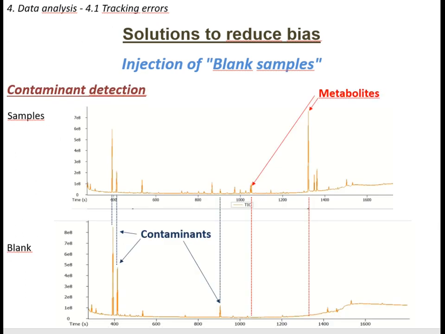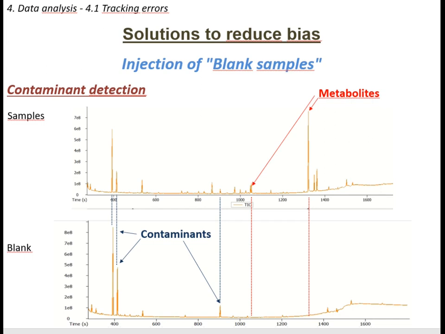This is an example with the chromatogram. The upper chromatogram is a sample and the lower chromatogram is a blank. And you see that you have many peaks in the sample and some of them are not present in the blank. So they are metabolites. These are the peaks you want to focus on.